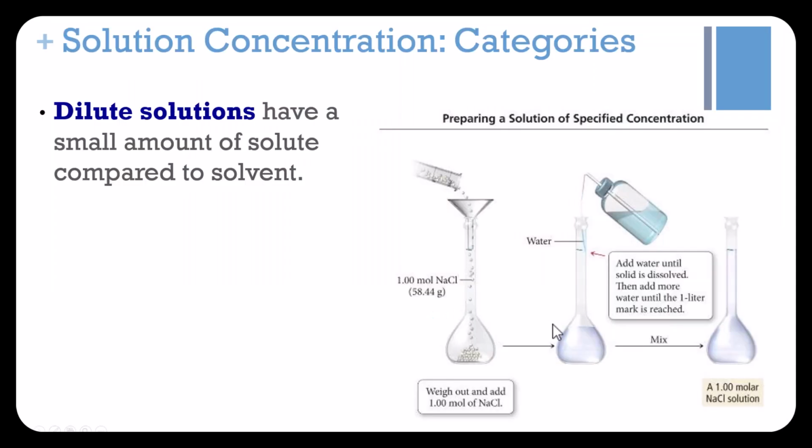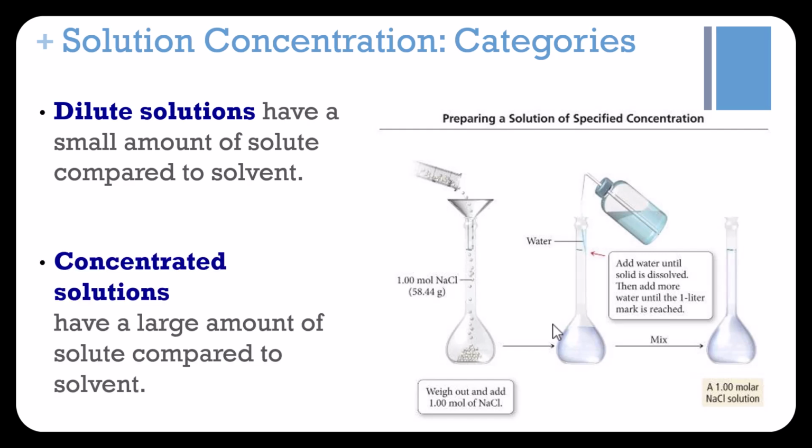So when we're looking at solutions, we prepare a solution. We can think of that solution as being dilute or concentrated. A dilute solution is going to be a solution that has a small amount of solute particles compared to the solvent. In contrast, a concentrated solution is going to have a large amount of solute particles compared to solvent.